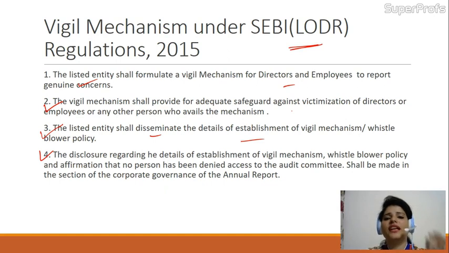And the fourth one is that, for the vigil mechanism and the people who have reported their grievances, there should be a separate column in the corporate governance section of the annual report of the company that would state the whistleblower policy that the company is following. That was the SEBI LODR regulations on vigil mechanism.